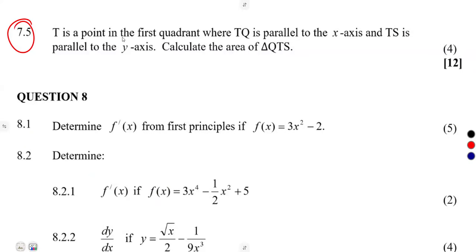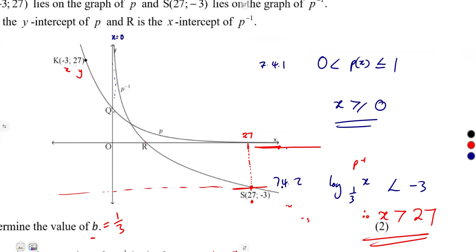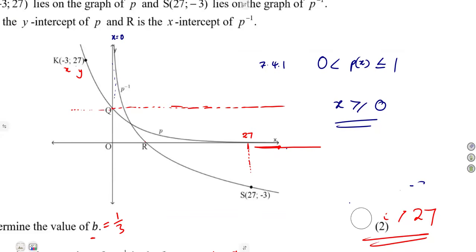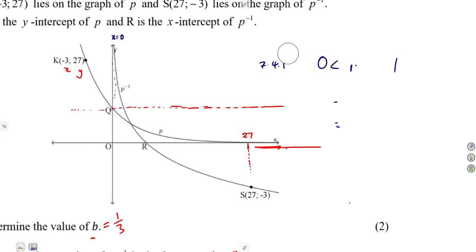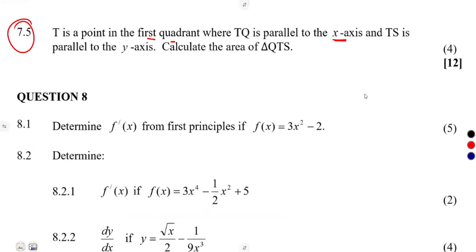T is a point in the first quadrant where TQ is parallel to the x-axis. TQ parallel to the x-axis. This is our point Q. So whatever that you're going to have is what? Parallel to the x-axis, like this. All right? Parallel to the x-axis. That's where our TQ is from this condition. That is the first condition. The line that we are going to have is parallel to the x-axis. What is the other condition?